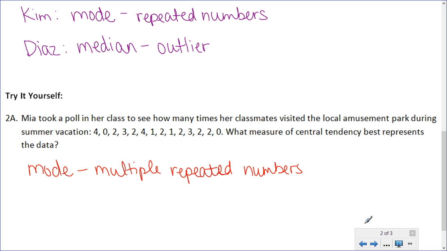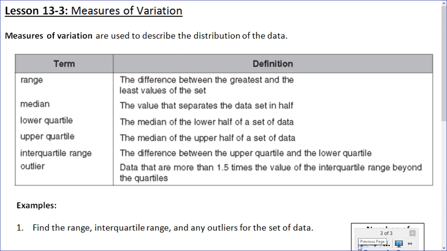Okay, so that's section 13.1. We're going to skip 13.2 and come back to it when we'll look at it along with 13.4 and 5. But we're going to go to section 13.3, measures of variation.